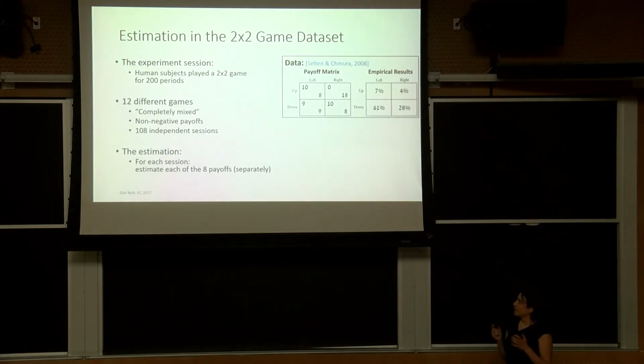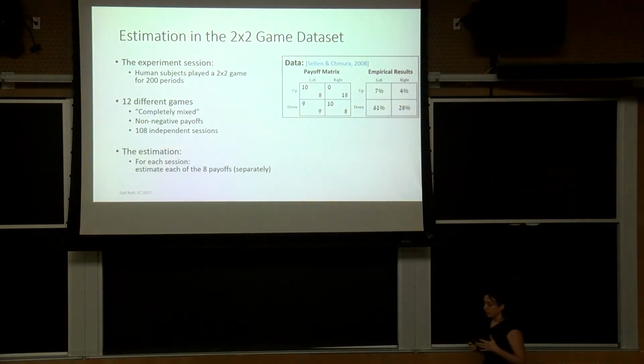And the first data set is from the 2x2 games from the experiment of Selten and Chmura from 2008 that we already used for the first example. And here in each experiment session, they had human subjects who played a 2x2 game for 200 periods. The data was like in the example, the empirical frequency of play of each of the 4 possible outcomes, like in this matrix on the right, and also the payoff matrix that defined the game. And they had 12 different games. All of them had only a single mixed Nash equilibrium, non-negative utilities. And the estimation task that we defined here was, for each session, we estimated separately each of the 8 payoffs that defined the game, like we did for the parameter x in the example.